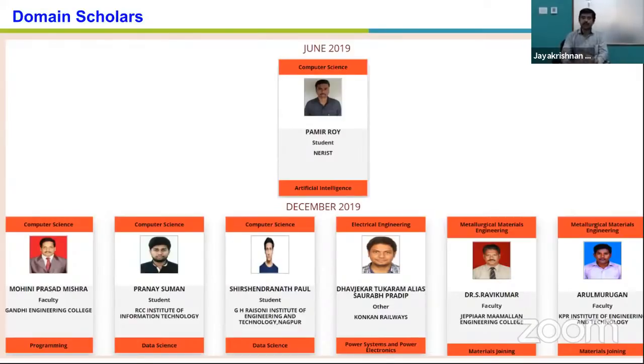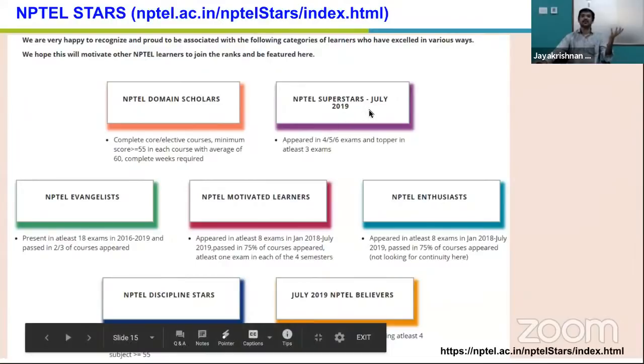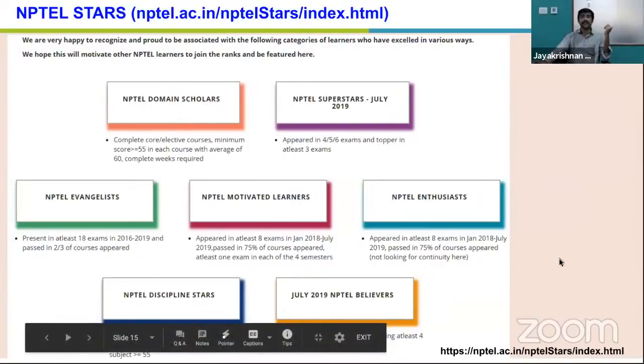So this is something that you can do regardless of domain. Just like domain scholars, we have other kinds of things called NPTEL stars. There are around 7 NPTEL stars categories. Along with NPTEL domain scholar, there are 6 more like that, and you can see the description of all these over here. So you have superstars, evangelists, motivated learners, enthusiasts, discipline stars, and NPTEL believers.